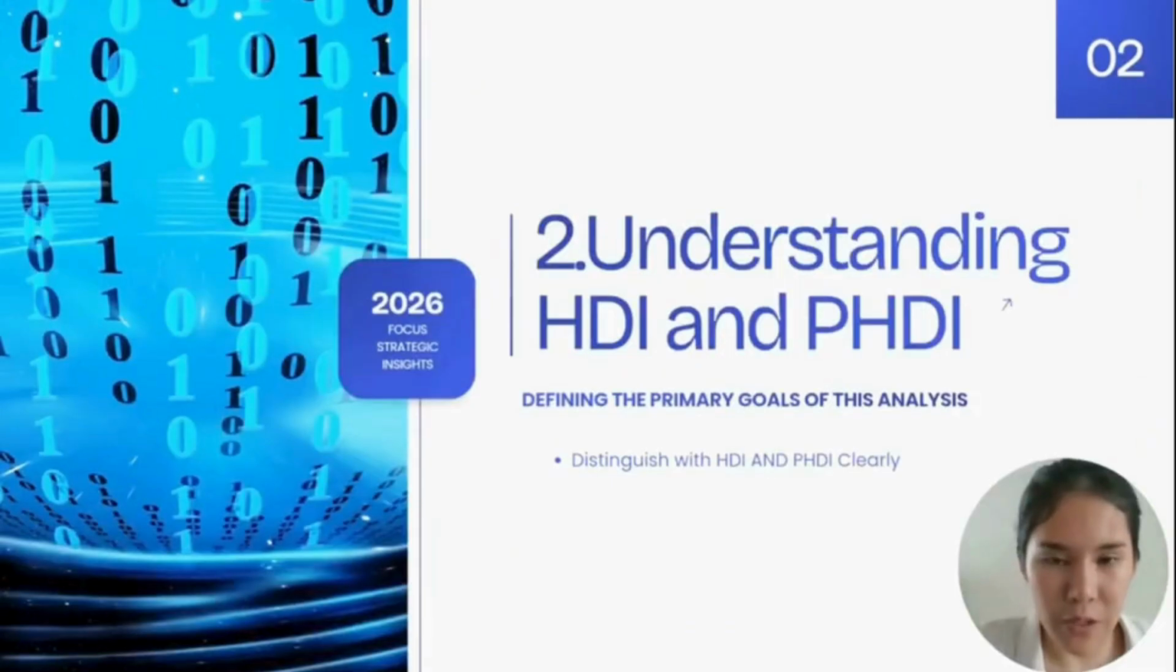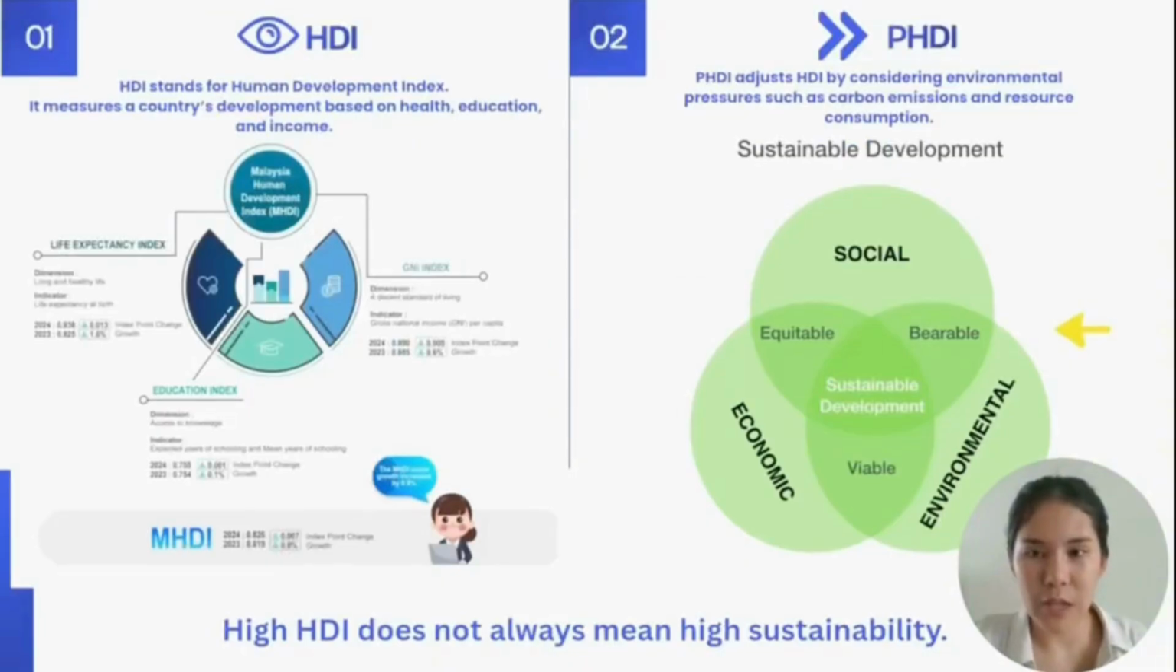The second overview is about understanding HDI and PHDI. HDI stands for Human Development Index. It measures a country's development based on health, education, and income. Let's look at this picture. It's about the Gini index, the life expectancy index, and the education index.